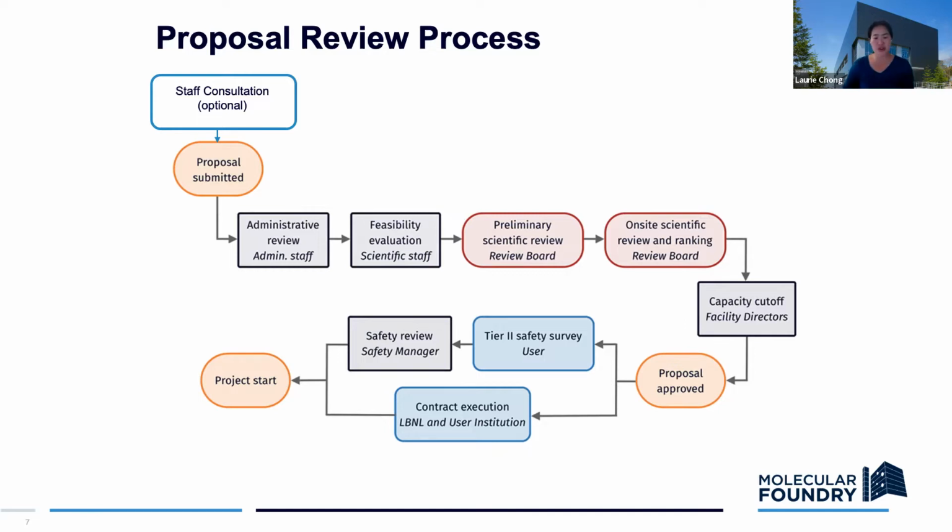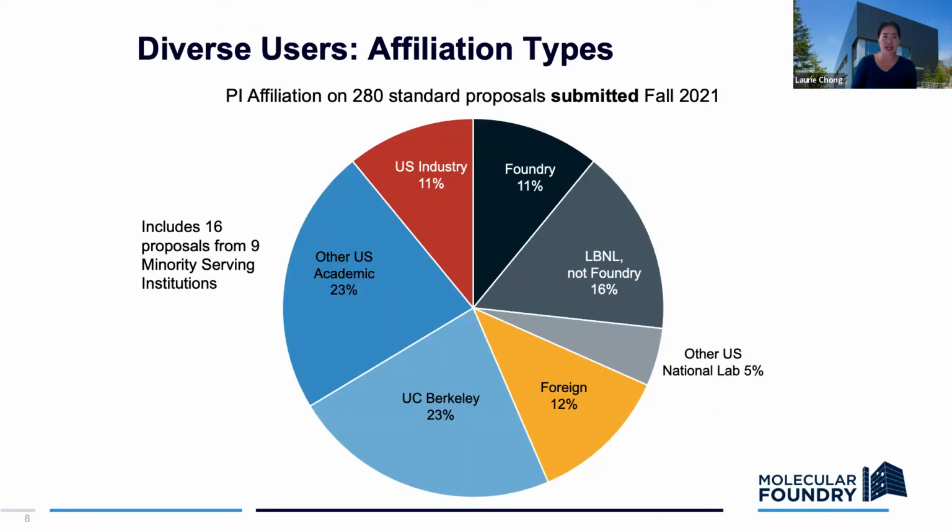All right, through all this process, we do try to maintain a diversity of users. So this is a highlight from fall 2021. Apparently the slide title is a little bit wrong, but you can see that we have a large number of proposals coming from UC Berkeley, but also from many other places. We've got about 11% from industry, other academic institutions, folks from overseas, and even folks at Berkeley Lab that are not affiliated with the Foundry.